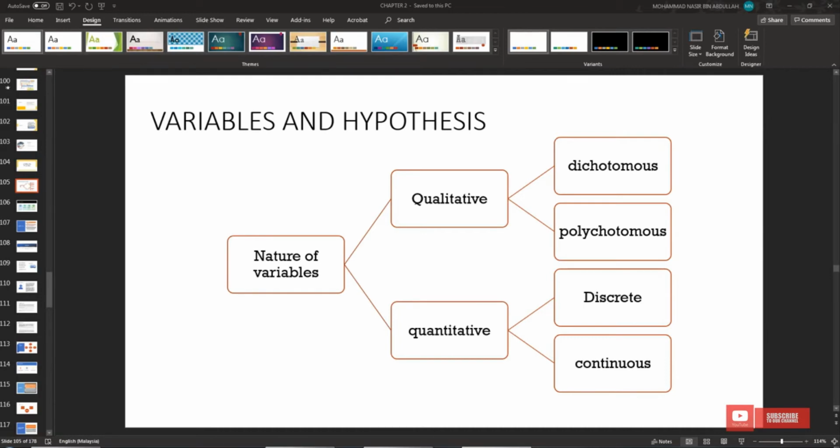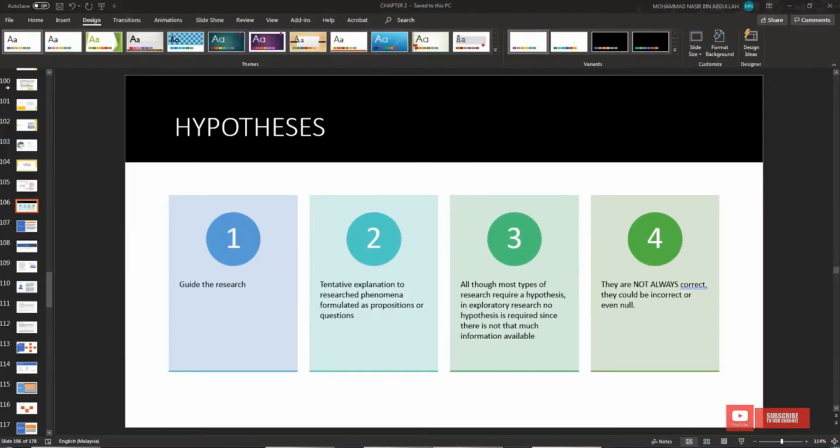For ratio measurement, ratio scale, the zero value is a true zero. It means that if you have zero money in your pocket, you have no money in your pocket. Alright, let's move to the next topic, which is hypothesis.